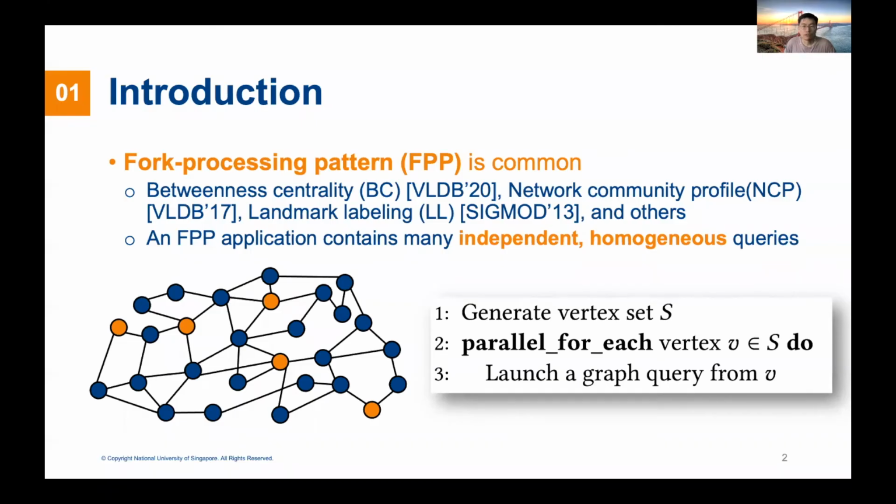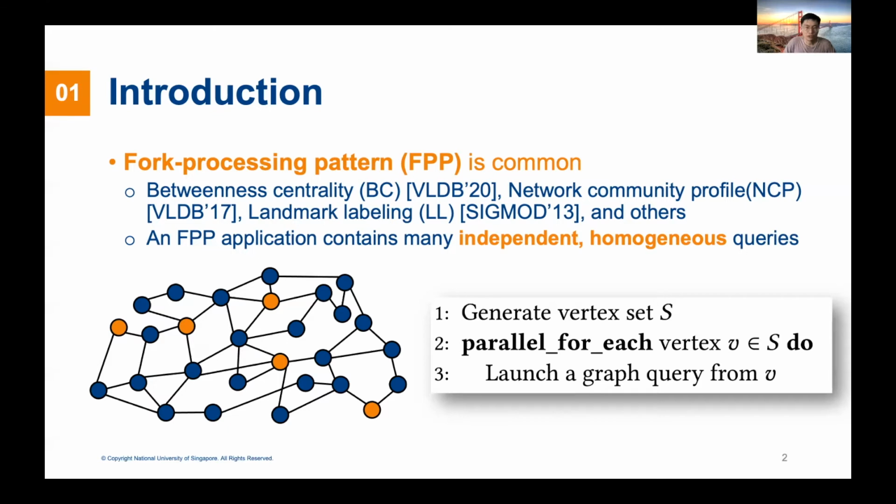First of all, we've noticed that there is a common pattern in many graph applications, such as betweenness centrality, network community profile, and landmark labeling. This common pattern is that these applications will select a set of vertices from the graph as the source vertices, and then process independent and homogeneous queries from these source vertices. We name this pattern the fork processing pattern, and these independent queries are then called FPP queries.